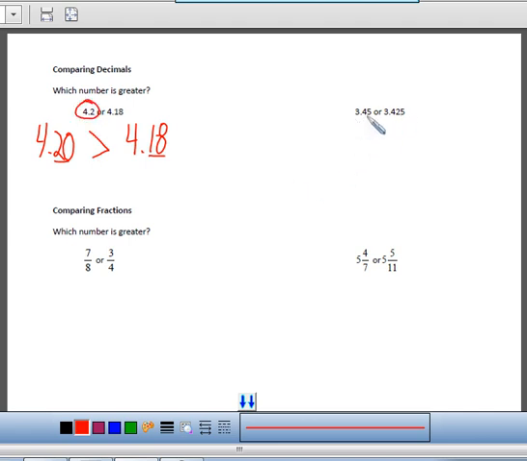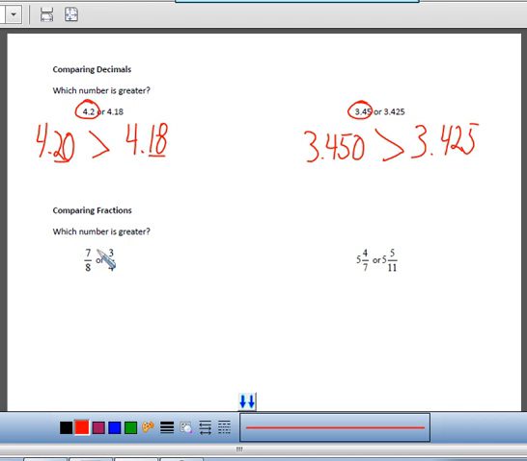Same thing here, 3.45 or 3.425. So some people are saying, oh, there's more digits. That means nothing. 3.425 goes out 3 digits, so let's do the same thing with 3.45, add a 0 at the end. 450 is bigger than 425, so this is the bigger number.